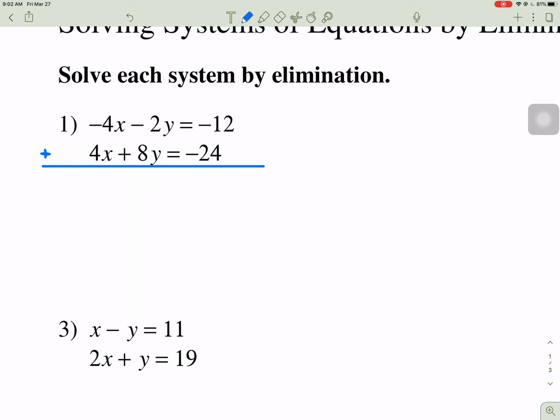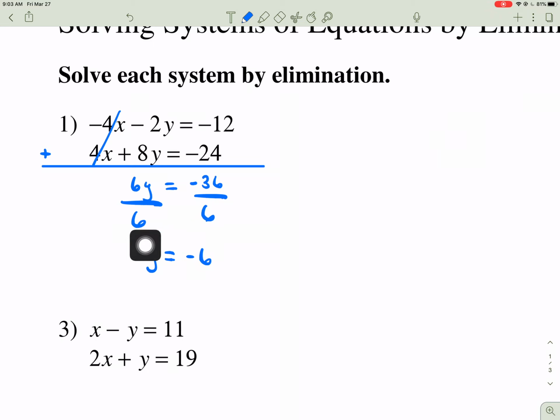So we add them together, we get negative 4x plus 4x goes away. Negative 2y plus 8y is 6y, and then negative 12 minus 24, or plus negative 24, negative 36. And we can kind of see, we could solve this now for y because one of the variables has been eliminated and we get y equals negative 6.